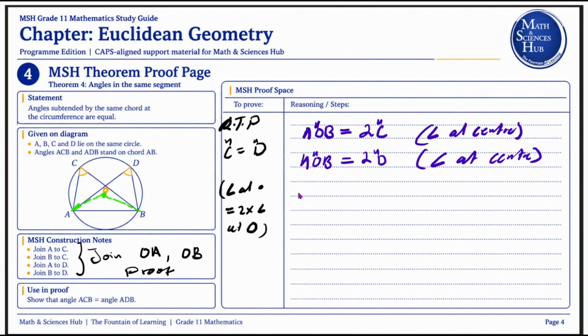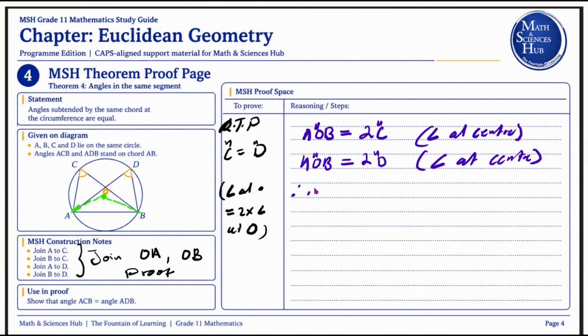Therefore, if this one equals this one and this one still equals this one, it means these two are equal. Therefore, we can conclude that 2 times angle C equals 2 times angle D. But then we have the common factor, so we can divide both sides by 2. Then this 2 is going to cancel this one. Therefore, angle C equals angle D.